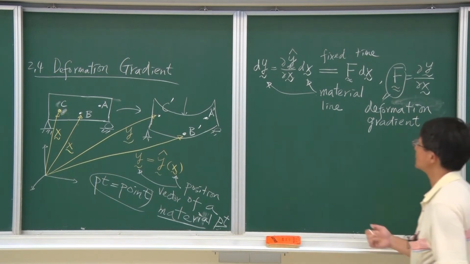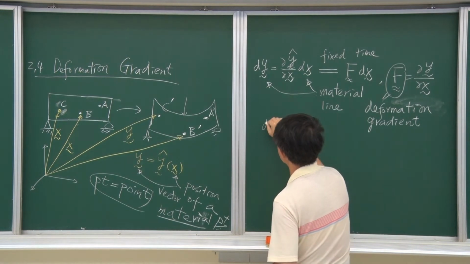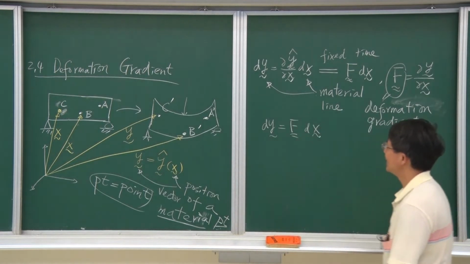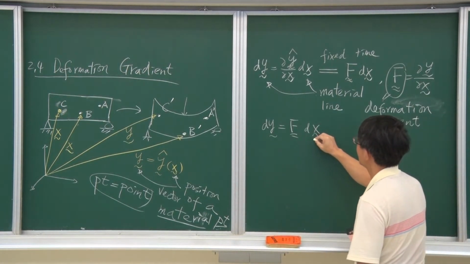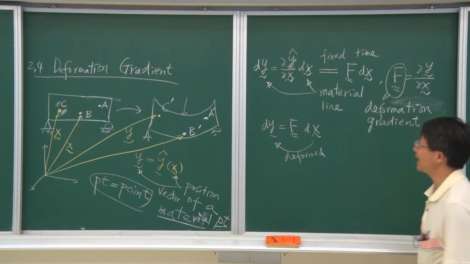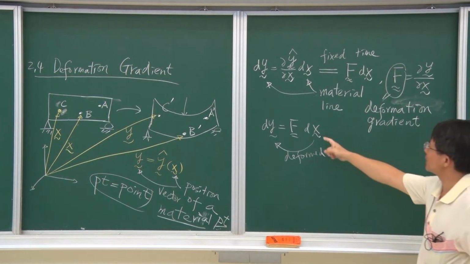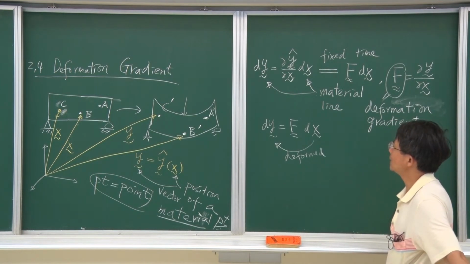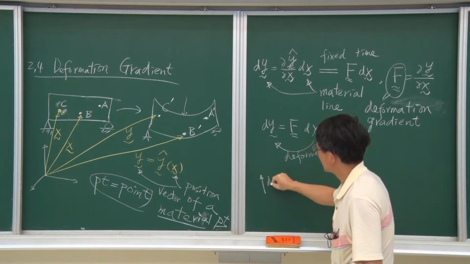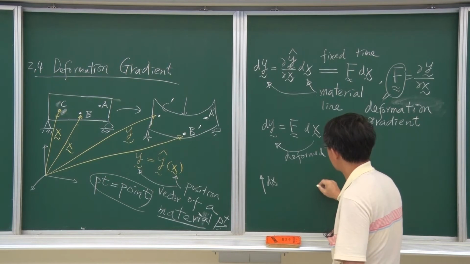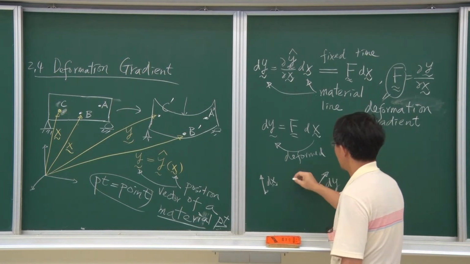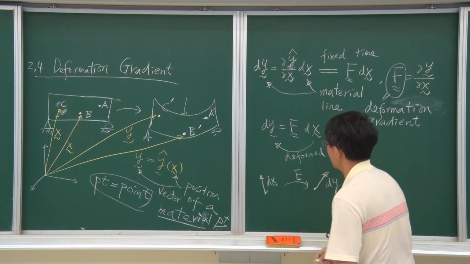And this deformation gradient is a very important object to connect different material lines. See, we have dy equals F dx. Okay, if you have a material line and then after the deformation you go to dy, for example you have a material line here, after the deformation the material line will be like that, and they are connected by the matrix F.